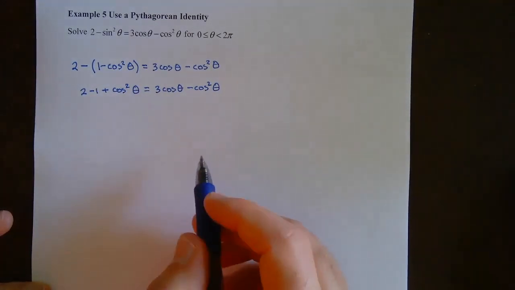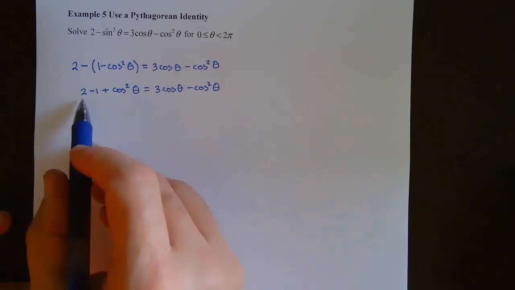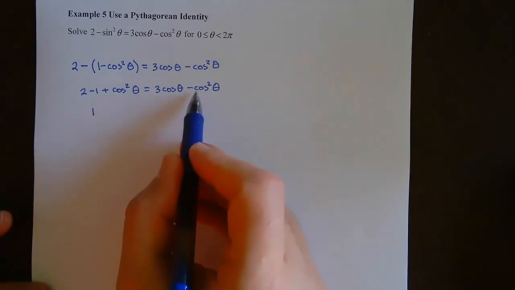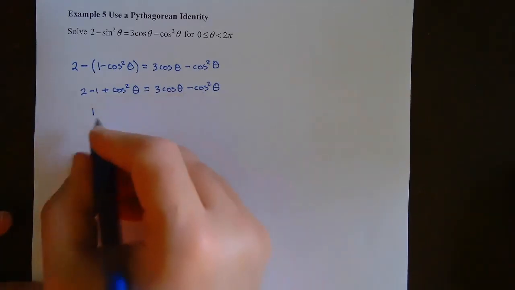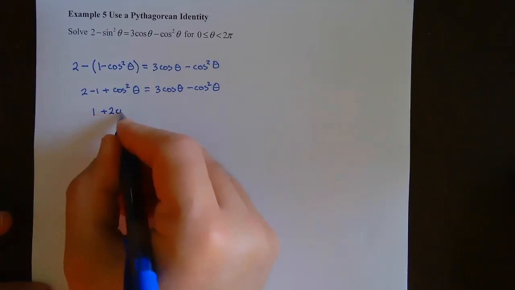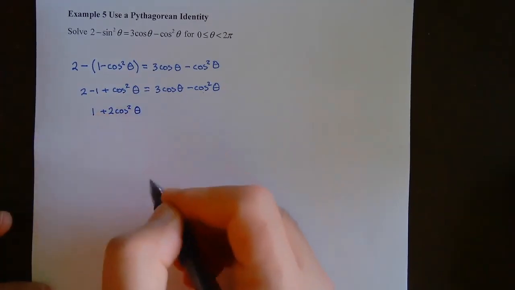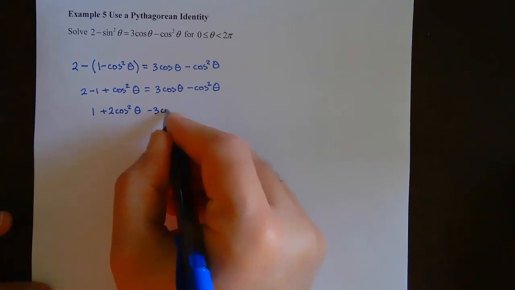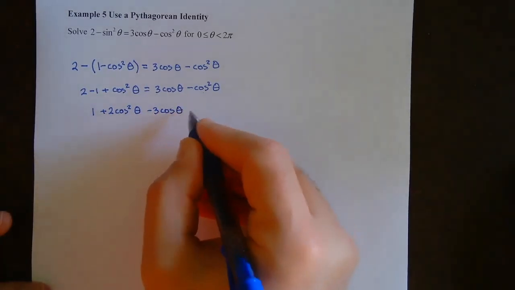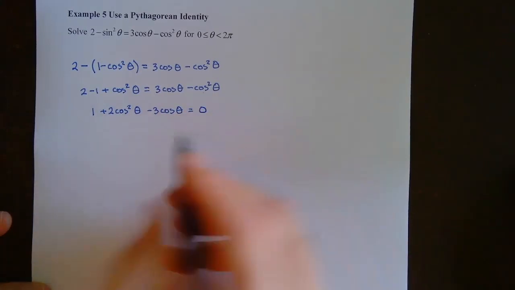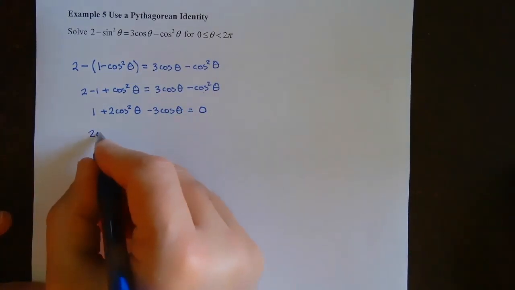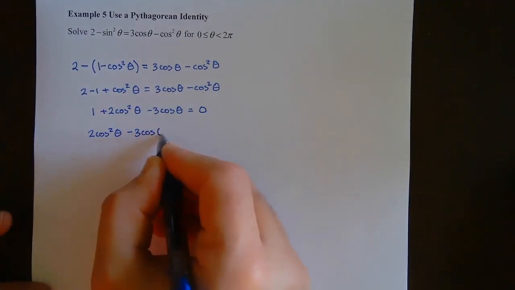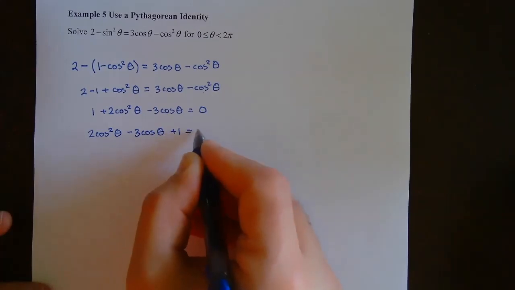Okay? All right, so now what I want to do is I could combine this. 2 minus 1 is 1, okay? And then I'm also going to add this cosine squared theta to both sides. So that'd be plus 2 cosine squared theta. And I'm going to move the 3 cosine theta over to the other side. So minus 3 cosine theta. Because what we're getting now is a Pythagorean, or not Pythagorean, it's in quadratic form now, right? But let's write it in the correct order. So this would be 2 cosine squared theta minus 3 cosine theta plus 1 is equal to 0.